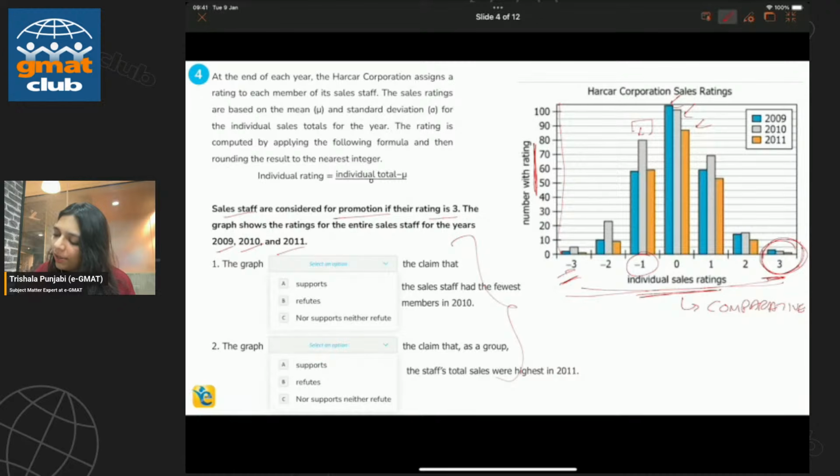So what does this mean? The blue one is somewhere near 60. So this means that there are 60 people in 2009 who got the rating of -1. And if we look at the gray one, there's 80 people in 2010 who got the rating of -1. This is the second inference that we are going to draw out of this.